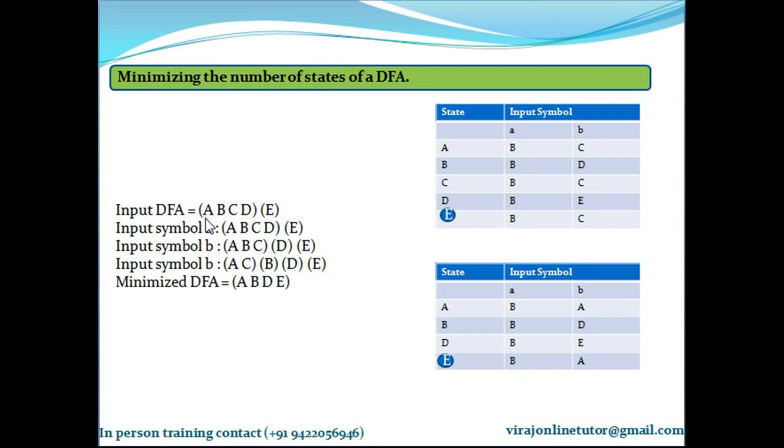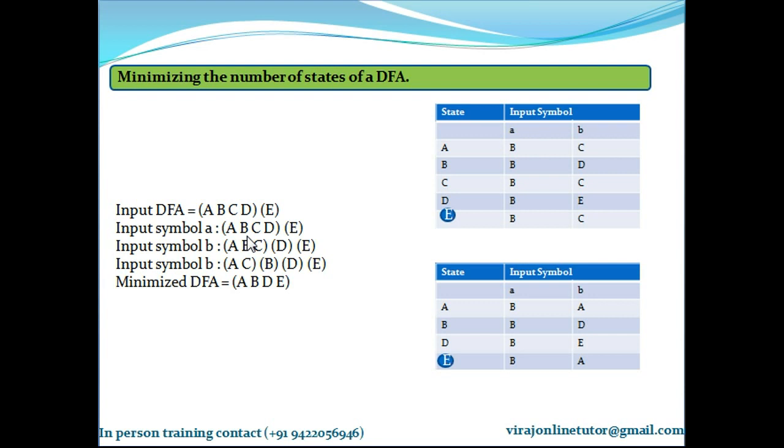Okay. Now let's take one input symbol at a time. Let's take input symbol A. So A on A goes to B, which is same group. B on A goes to B, which is same group. C on A goes to B, which is same group. D on A goes to B, which is same group. So all these four states on input symbol A go to same group.